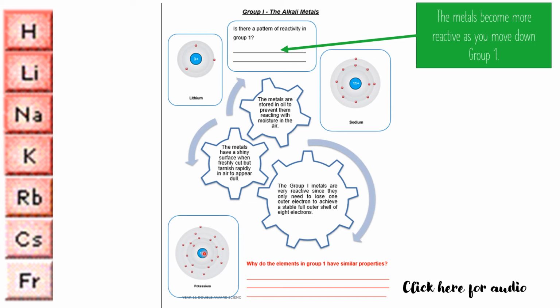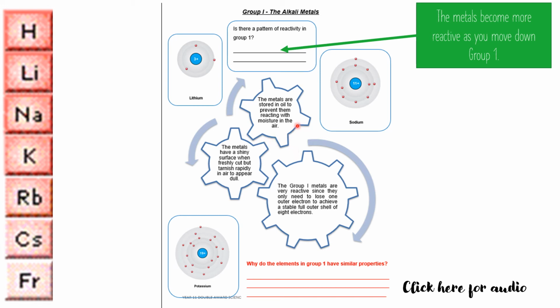For the alkali metals, it's not the same for everyone, but for the alkali metals it is, because they are losing their outer electron. Now you'll see on this page in the middle, there's a few key things about these metals. So the metals are stored in oil to prevent them from reacting with moisture in the air. So they are so reactive that I couldn't leave them sitting out. They would react, they would go on fire, they would explode.